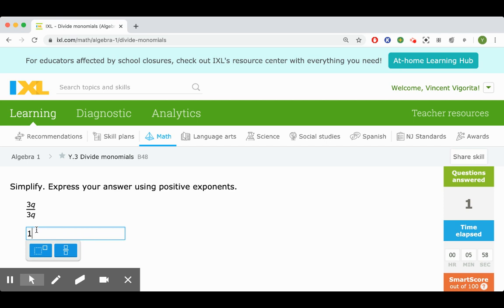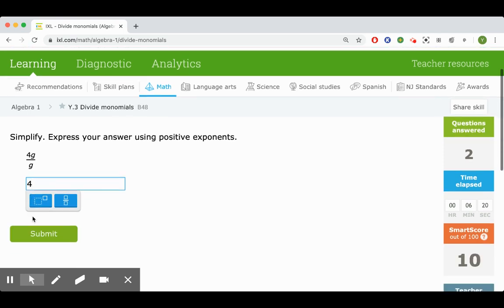Now, I'll admit I did that the long way. Anything over itself, like if the numerator and the denominator are the same, it's always going to be 1. Okay, next one. 4. There's no coefficient here, so that's 1. 4 divided by 1 is 4. And look, g over g, well, that's just 1 anyway, so just 4.